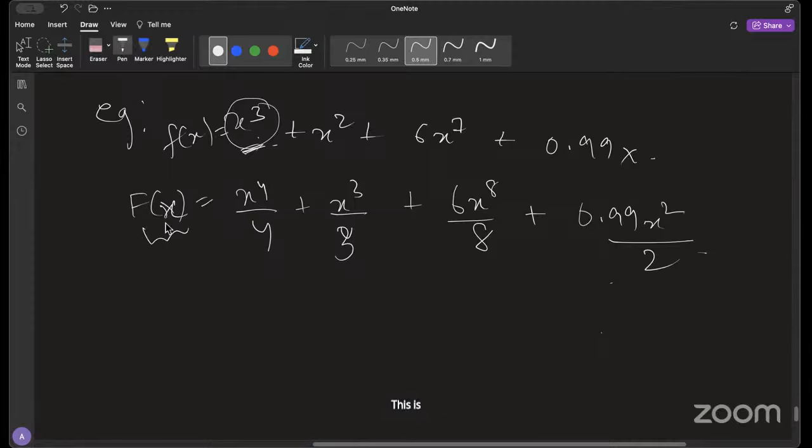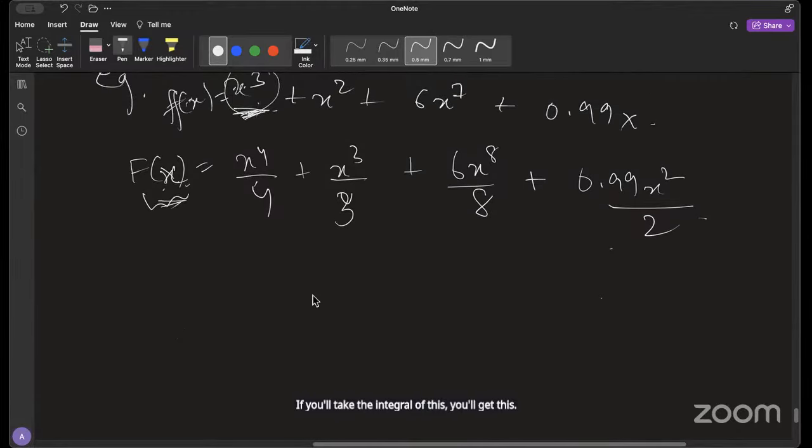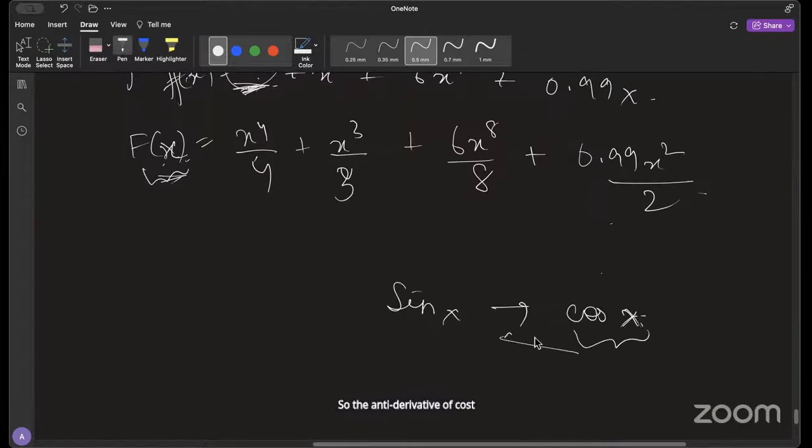This is the antiderivative of small f(x), and this is the derivative of this. If you take the derivative of this, you will get this. If you take the integral of this, you will get this. They are the reverse of each other. Like sin x: the derivative of sin x is cos x, so the antiderivative of cos x is sin x. That's it.